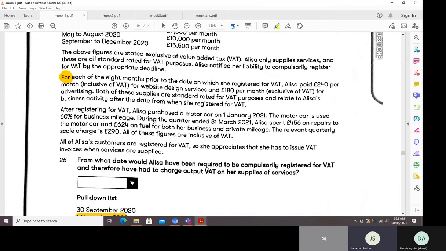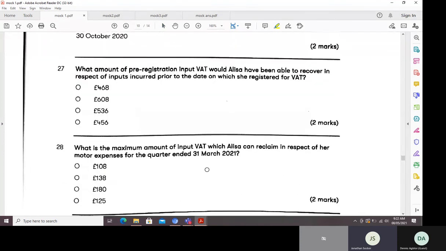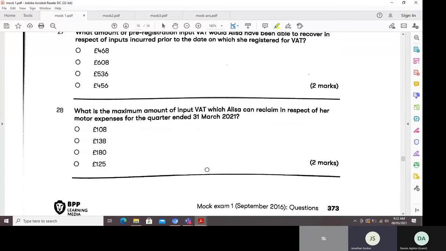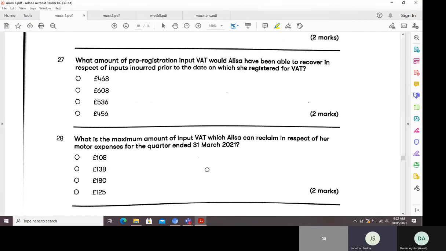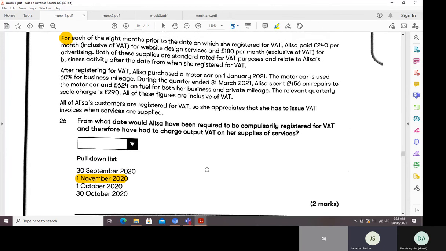Okay, then let's see number 28. Number 28 says, what is the maximum amount of input VAT which Alisa can reclaim in respect of her motor expenses for the quarter ended the first month 2021? So we need input VAT on motor expenses. So let's look at the motor expenses here. I think that one will be this paragraph.